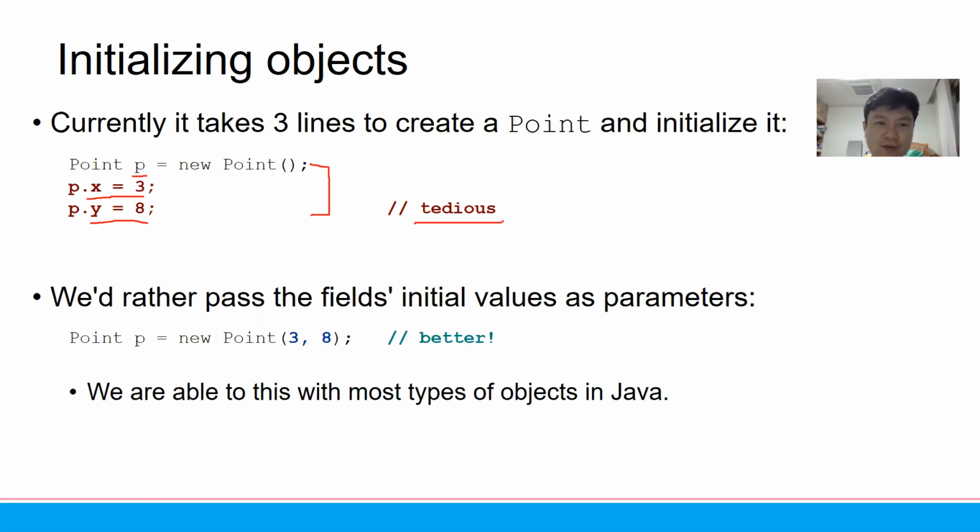Now, what if we make only one line? If you have the class Point, and I want to create a p, which is a point, let's just define it with the parameters. The parameters will be 3 and 8. So the 3 expresses the x, and the 8 expresses the y. That is better. Now how can we do this in Java?